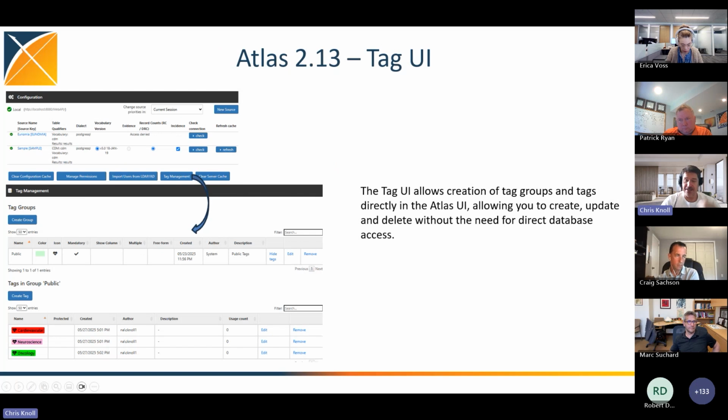In 2.3, we've got our tag UI. In the configuration screen, there was a tag management button added that would let you create tag groups and tags. And then once those are created there, the user can use them to tag their assets like concept sets.